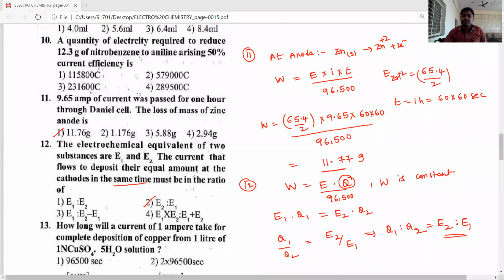So in this case, W is constant, meaning E into Q equals a constant. The equivalent weight times the quantity of electricity equals a constant. Then the ratio of Q1 and Q2 must be in the ratio of their equivalent weights, because Q is inversely proportional to the equivalent weight. Then Q1 is to Q2 equals E2 is to E1. So the answer is the second option.